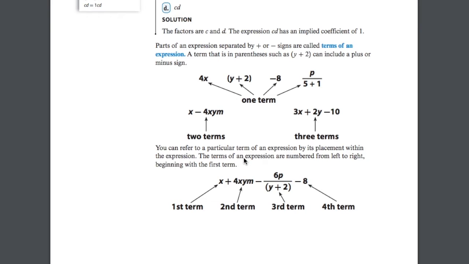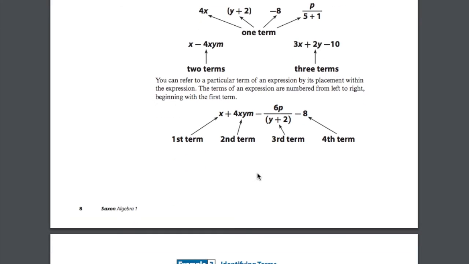After that, you learned how to count the number of terms in an expression by separating them by plus or minus signs that are in the expression, not within the parentheses itself. You can count each term. So here's the example of one-term expressions, two-term expressions that are separated by that plus or minus sign, and here's a three-term expression. And then how to identify those in order: first term, second term, third term, fourth term.